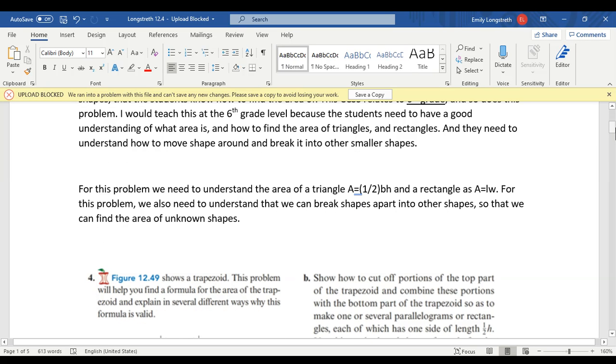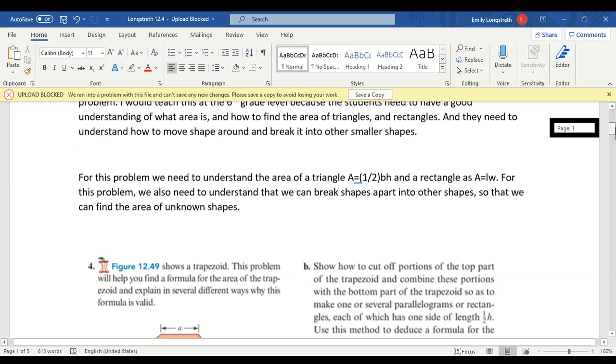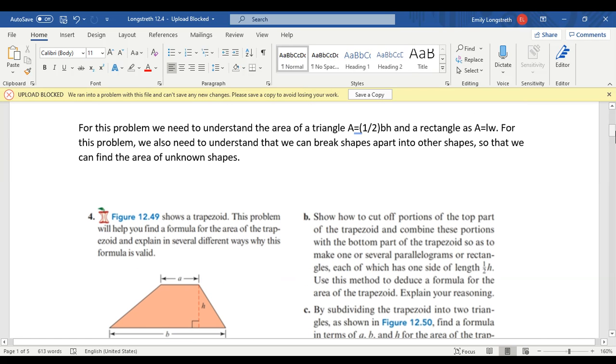The students for this problem need to understand how to find the area of triangles and rectangles, and need to understand how to move shapes around and break them into other smaller shapes. We need to understand that the area of a triangle is A equals half base times height, and the area of a rectangle is length times width, or base times height. We also need to understand that we can break shapes apart into other shapes.